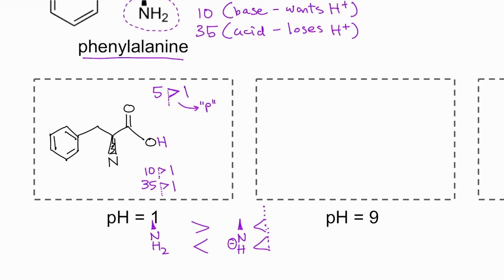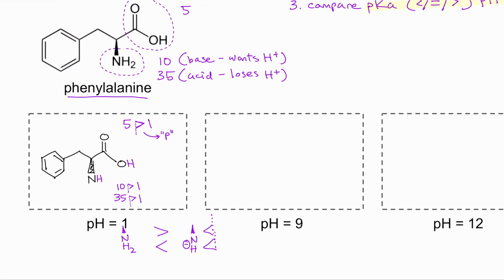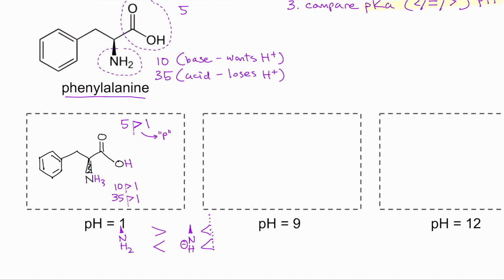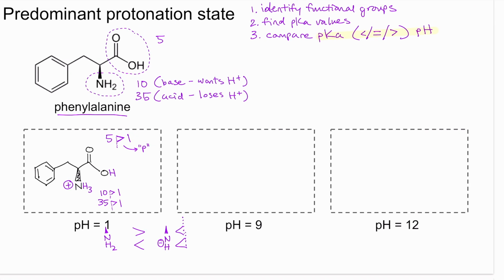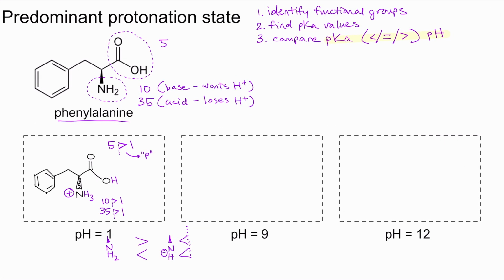So in our case, we want to protonate our nitrogen, and since we started with NH2, this becomes NH3, and then nitrogen gains a plus charge. And we're done. So see if you can try out the boxes for pH 9 and pH 12. What are the predominant protonation states of phenylalanine for those? I'll show you the answer in 3, 2, 1.